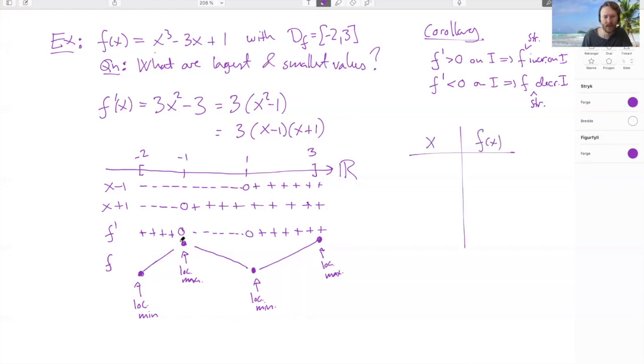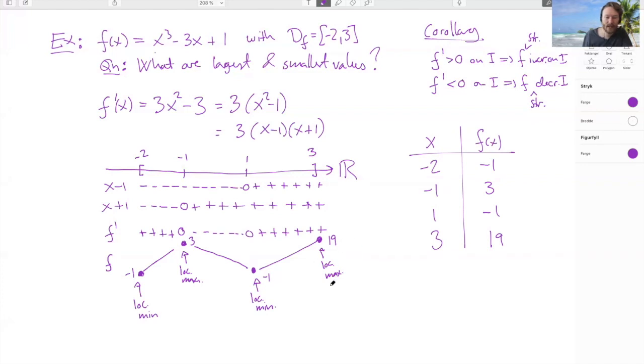And notice, when I've done my crude sketch of the function like this, I know that these are the only candidates for where I can take my largest and smallest values. There can be no other. So we plug them in. The candidates are minus 2, minus 1, 1, and 3. For minus 2, I get minus 8 plus 6 plus 1, that's minus 1. Here I get minus 1 to the third, that's minus 1, plus 3 plus 1, that's 3. Then 1 minus 3 plus 1, that's minus 1. And when I plug in the 3, I get 27 minus 9, that's 18, plus 1, that's 19. So here I get the value 19, here minus 1, here the value 3, and here the value minus 1.